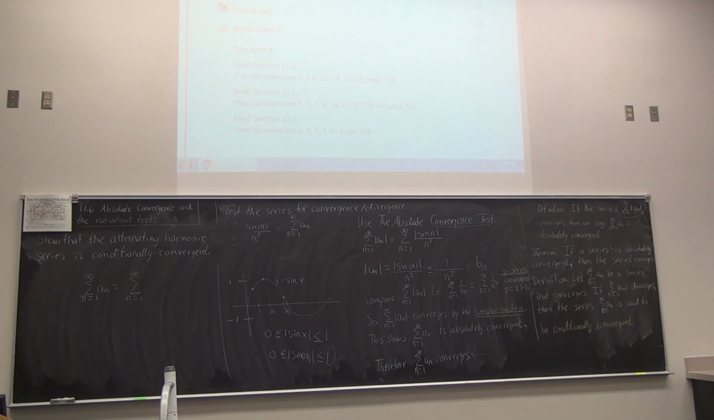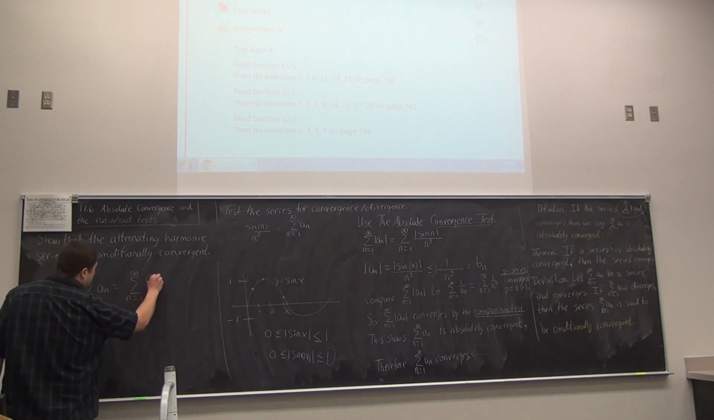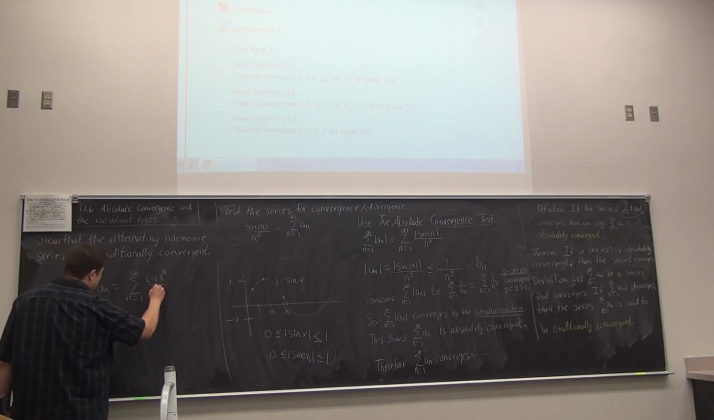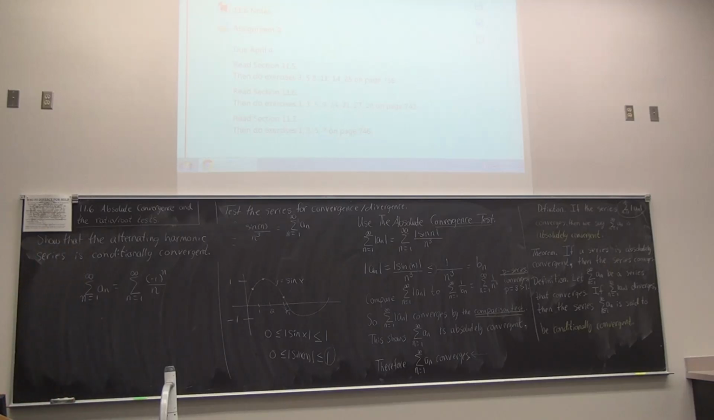I'll start. It's alternating, so it's got to have this thing, right? So that's got to be there. Some people might put an n minus 1 or an n plus 1. We usually just go with the n in this book. What's the other half of it? Yeah, exactly. So negative 1 to the n divided by n is the alternating harmonic series. So we want to show that it's conditionally convergent.